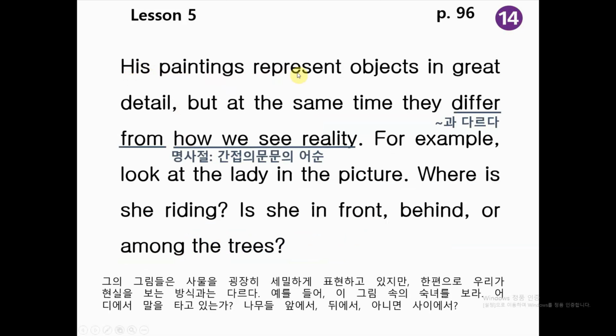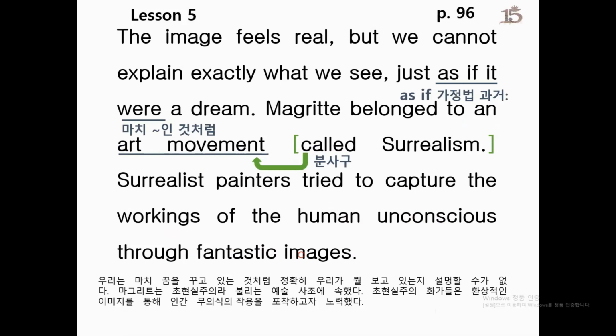His paintings represent objects in great detail, but at the same time, they differ from how we see reality. For example, look at the lady in the picture. Where is she riding? Is she in front, behind, or among the trees? The image feels real, but we cannot explain exactly what we see, just as if it were a dream.